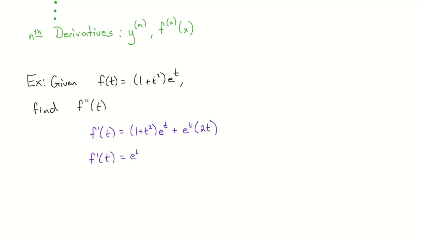Take out an e to the t, and it leaves behind, I'm going to rearrange it, t squared plus 2t plus 1. Now, still not perfect, but I think we can probably all agree that it's much nicer to differentiate this with a single product rule than it is to do 2 of them.